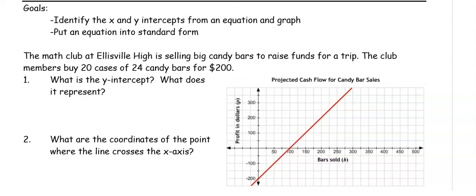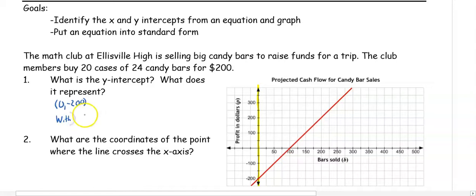So what does the y-intercept mean? The y-intercept is where we are crossing the y-axis, which is at 0, negative 200. So 0 is representing the candy bars and negative 200 is representing the money. So with 0 bars sold, the profit is negative $200. And this happens because they bought the candy, but they need to earn their money back.